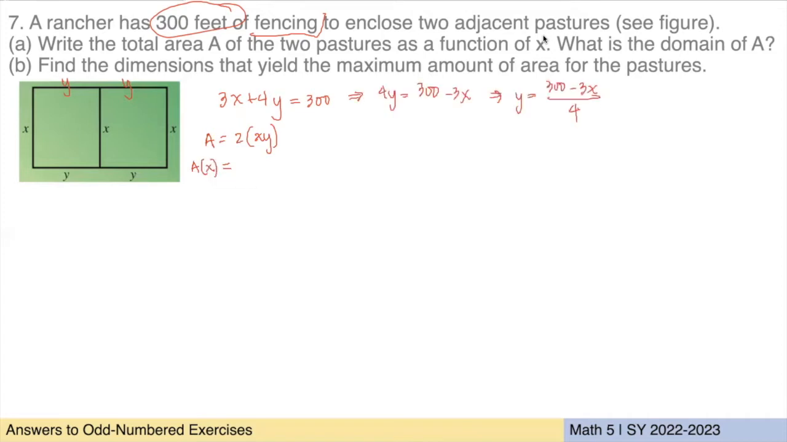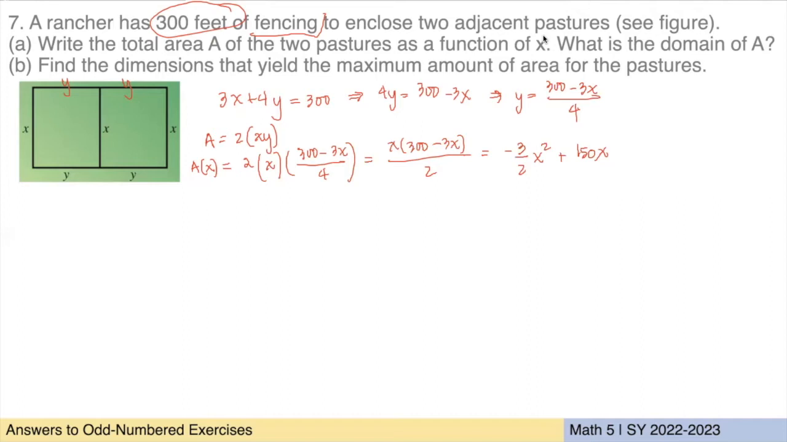A of x then becomes 2 times x times (300 minus 3x) all over 4. Furthermore, we can simplify this to x times (300 minus 3x) all over 2. If we simplify this further, we see that this is negative 3 over 2 x squared plus 150x. Hence, this is a function which has a graph of a parabola opening downwards.